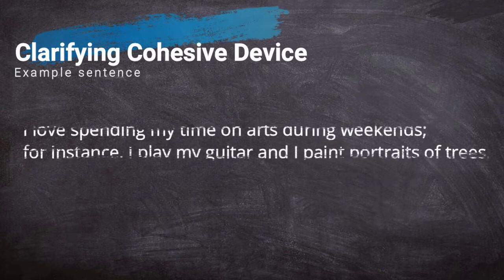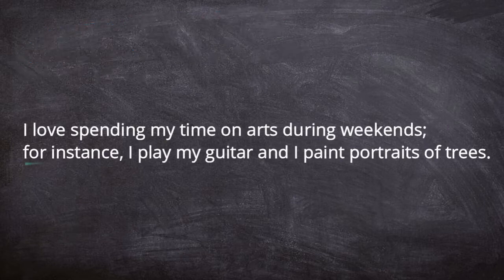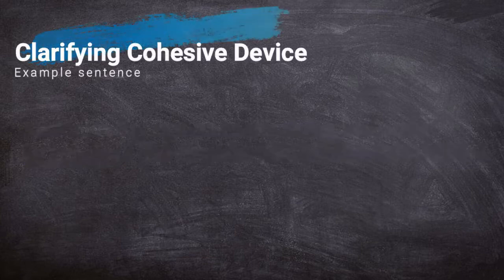Tandaan, ginagamit ang mga salitang ito kung gusto mong linawin ang isang pahayag o isang pangungusap na iyong binigay sa iyong kausap. Example, I love spending my time on arts during weekends. For instance, I play my guitar and I paint portraits of trees. Dito ang ginamit na salita bilang cohesive devices for clarifying is the word for instance. Bibigay ka ng halimbawa.